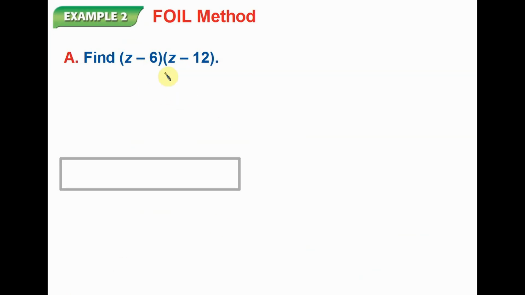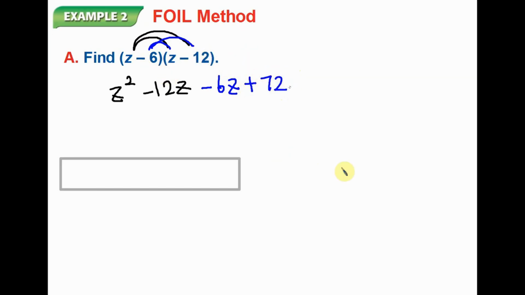Part A, z minus 6 times z minus 12. So let's just distribute z first. I will get z times z is z squared. Z times negative 12 will be negative 12z. Now, negative 6 times z will be negative 6z. The last one, negative 6 times negative 12. Negative times negative will become positive. 6 times 12, I will get 72. You just need to combine the like terms at the end.